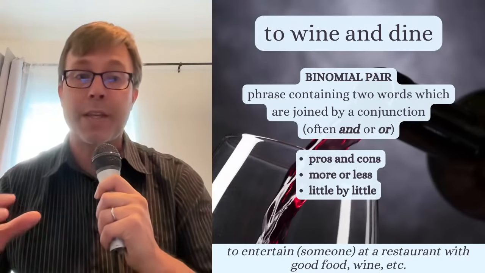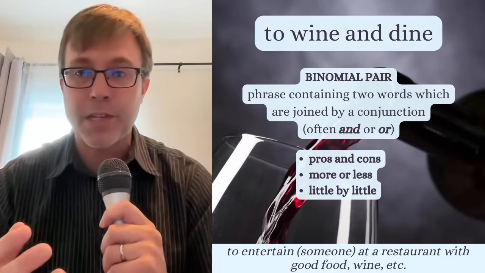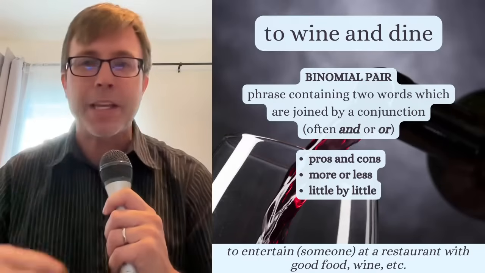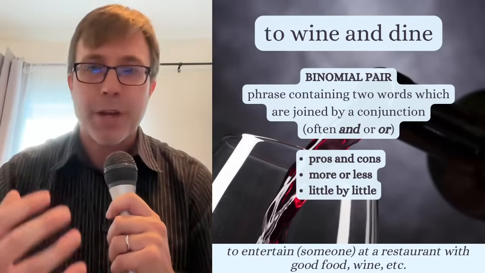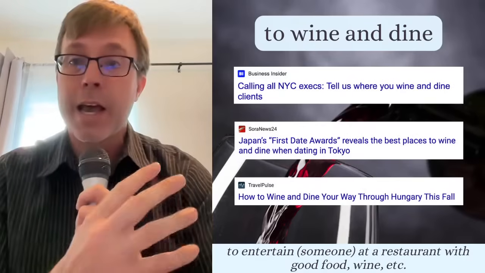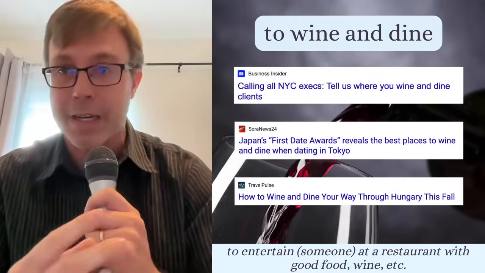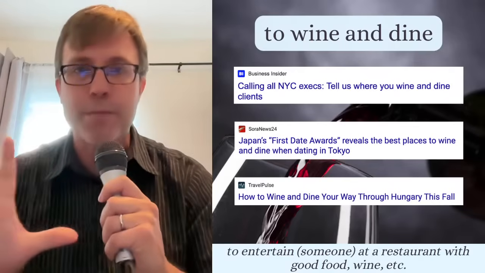But if you say that you are wining and dining someone, you're entertaining this person at a restaurant, and there's really a reason for that. You're really trying to impress someone. So let me give you some examples so you can see how this binomial pair, how this phrase is used in context. I've found some news headlines.